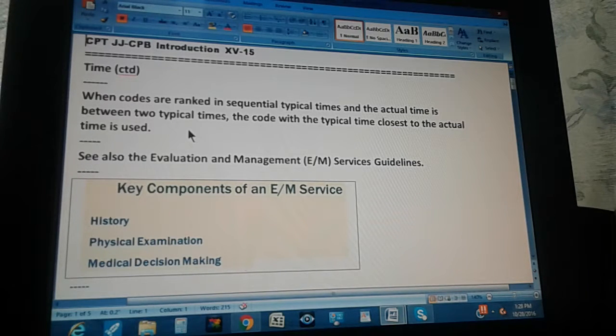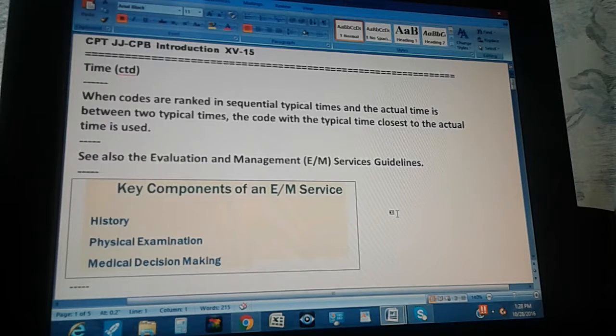And this usually works for evaluation and management services guidelines. That's why we have a little reminder of what an EM service is. An EM service is like a consultation or a visit to the doctor where the history, the physical examination, and medical decision making are the three main components. All right, so that's our theory for today.